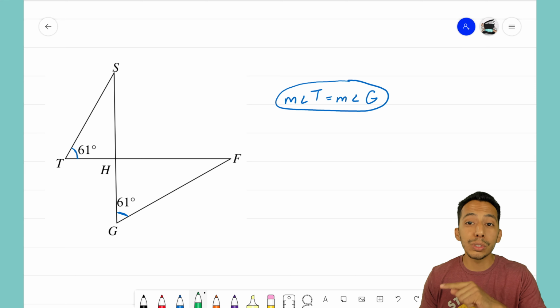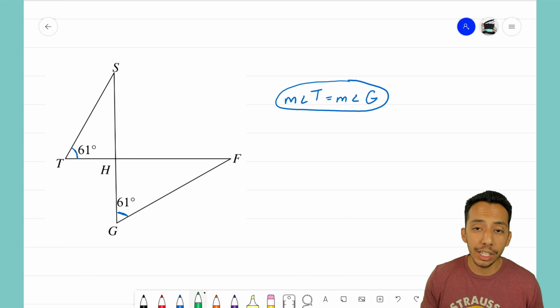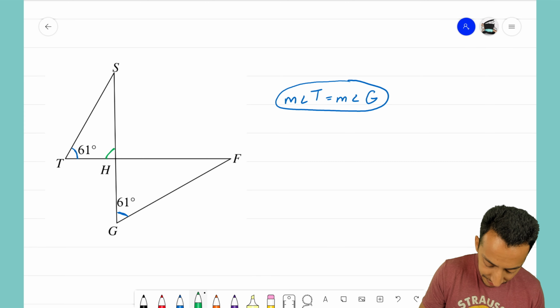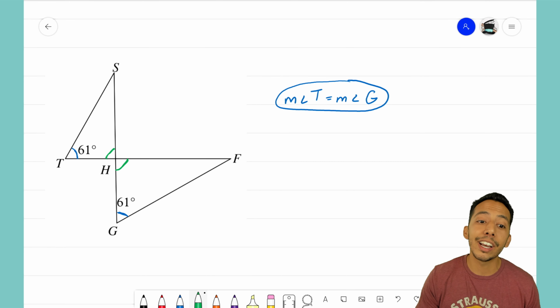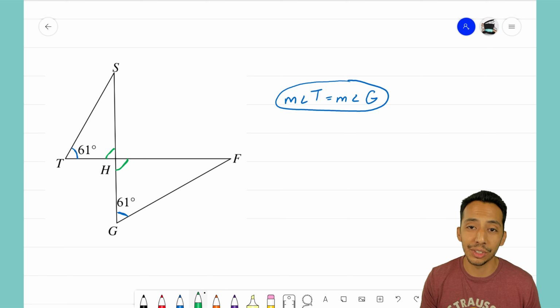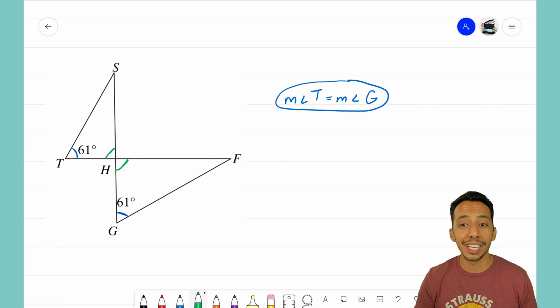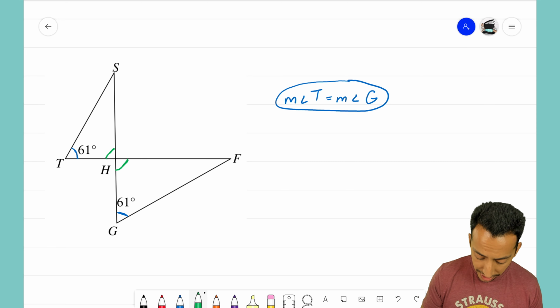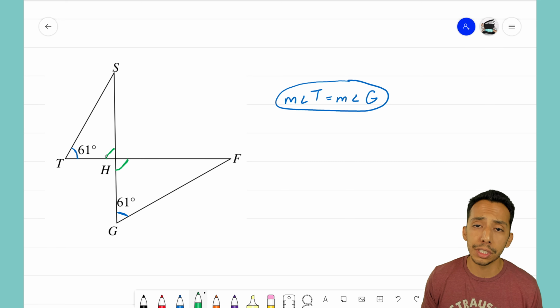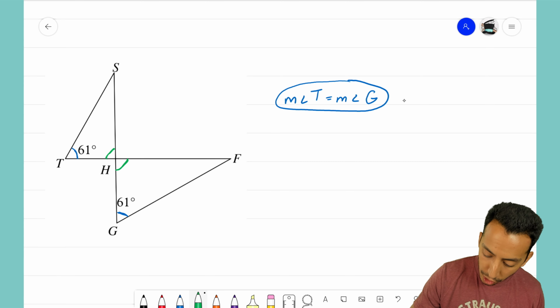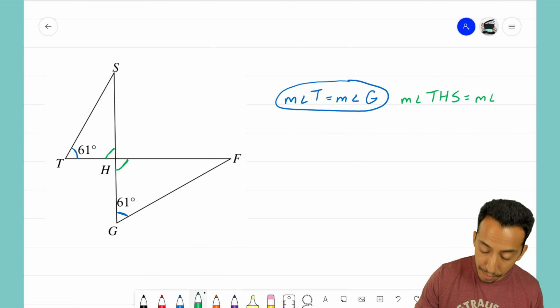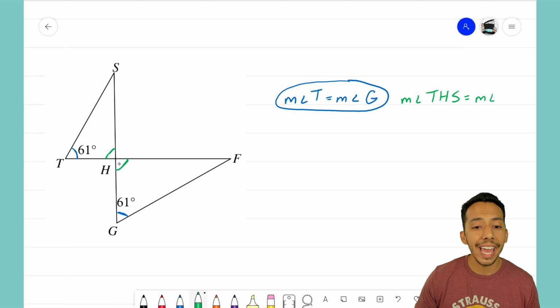Vertical angles, remember, angles that are opposite are going to be equal. So I know that this angle on the left side and this angle on the right side are going to be the same angle because of vertical angles. And that is going to be our second pair of angles to show that these are similar. So let's go ahead and call this one on the left. We cannot call it H because there are two angles here at H. But what I can call this one is THS. So I'm going to call that the measure of angle THS. It's going to equal the measure of angle GHF.